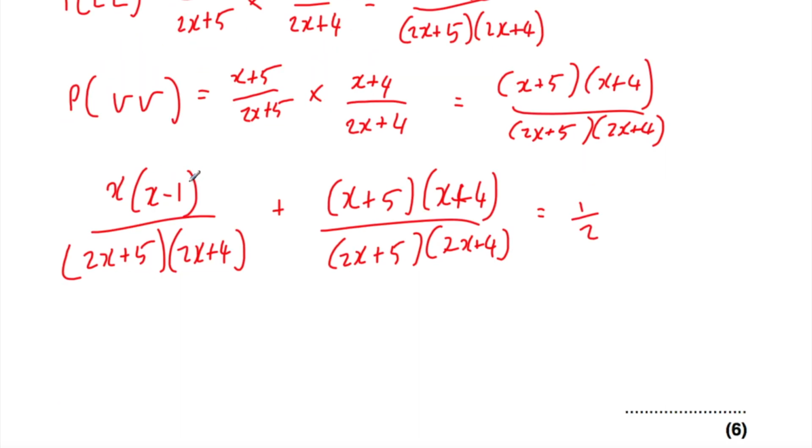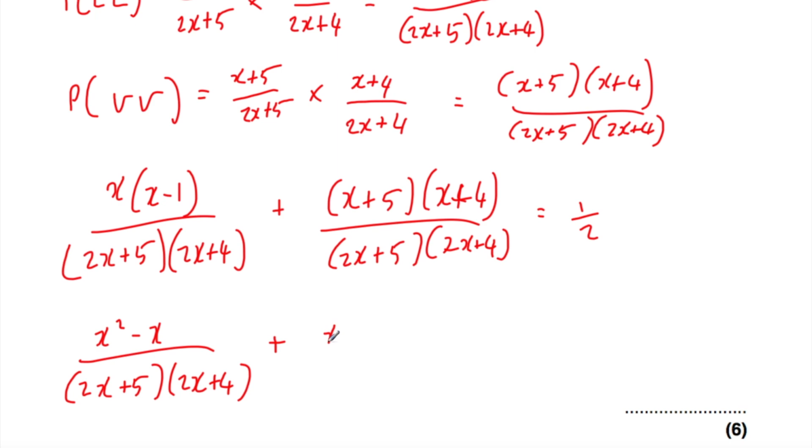So x times x minus 1 will be x squared minus x, just multiplying what's in the bracket by x. I'm going to leave the denominator for the moment. I'll expand it in a minute. It just saves me having to write out quite big denominators. And then plus, and then let's expand these brackets. x times x is x squared. x times 4 is 4x, and x times 5 would be 5x. Adding them together would be plus 9x. And then 5 times 4 is equal to 20, so plus 20. And again, that's over 2x plus 5, and then brackets 2x plus 4. And then when we add them together, that's equal to a half.